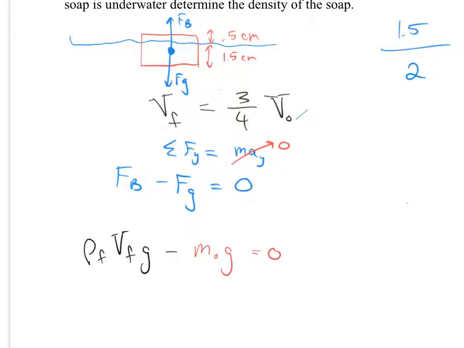Why am I putting a little O there? What does this little O represent again? Object. And F stands for? Fluid. F is fluid, O is object. Now, you need to recall this information. What is the definition of density? Mass over volume. So I could technically solve for mass in this formula.